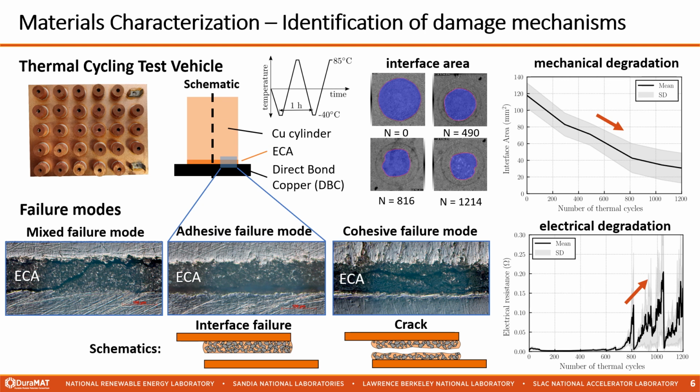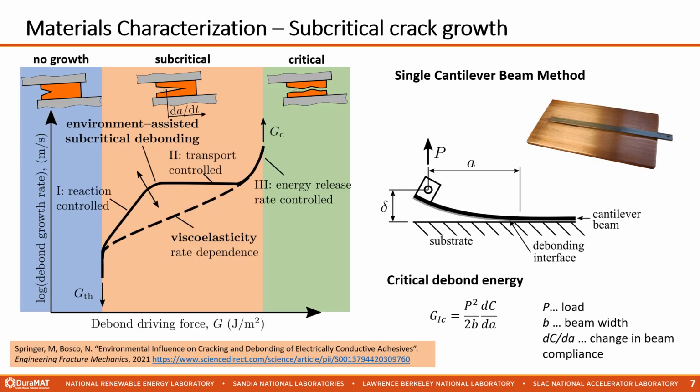After 1200 thermal cycles, we cross-sectioned the individual copper cylinders and found two different failure modes: adhesive failure between the ECA interface and the adjacent copper material, and cohesive failure within the ECA. Both failure modes can be described with fracture mechanics approaches, either due to interface failure or cracking. Hence, we've decided to pursue a characterization of the fracture mechanics parameters of ECAs.